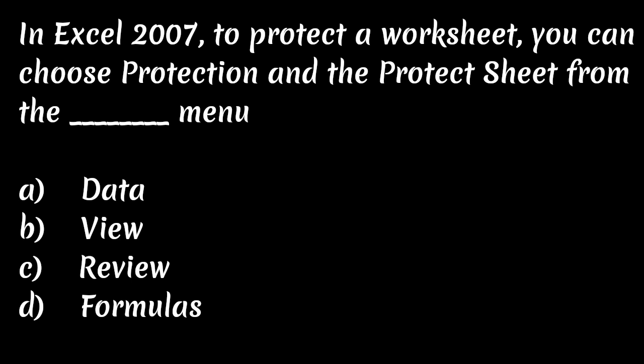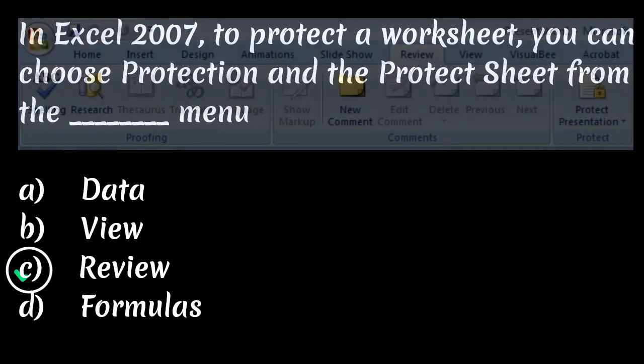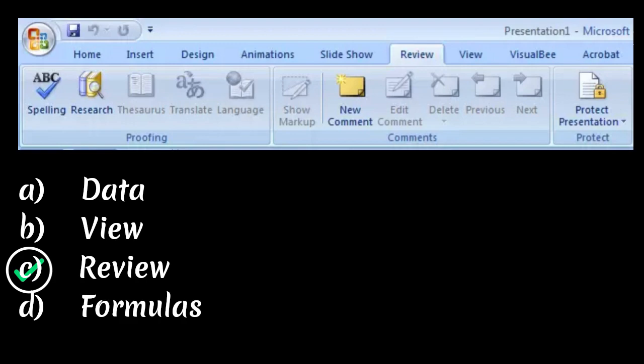Question 11. In Excel 2007, to protect a worksheet, you can choose Protection and the Protect sheet from the dash menu. A. Data. B. View. C. Review. D. Formulas. Answer C. Review.